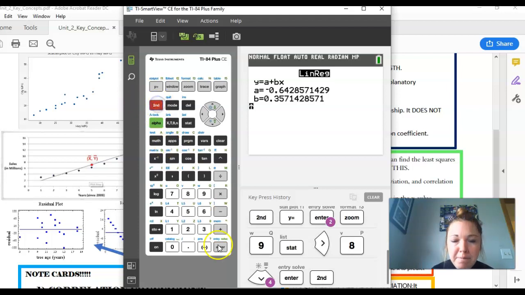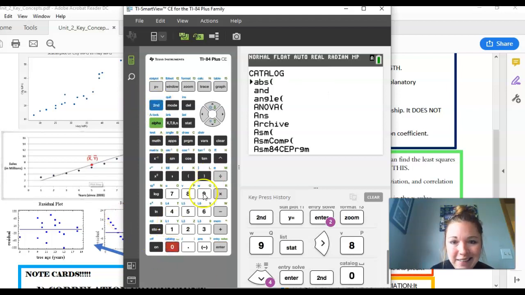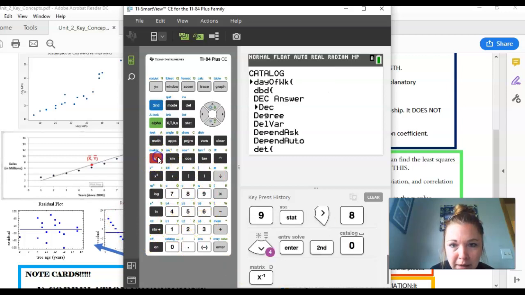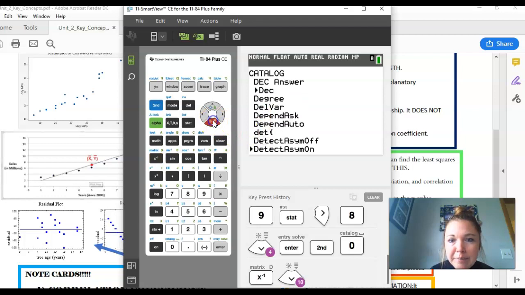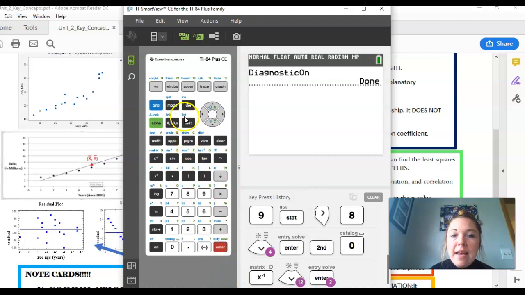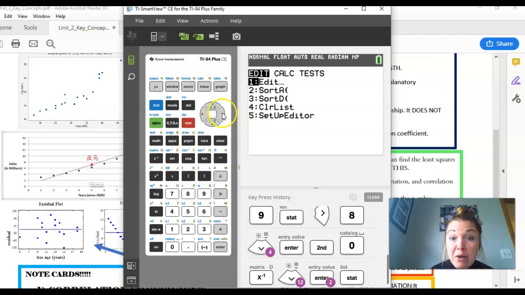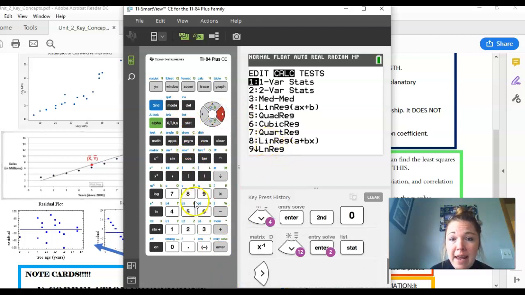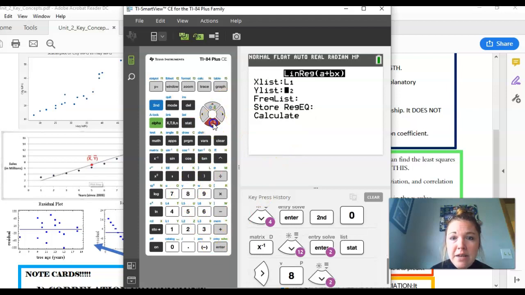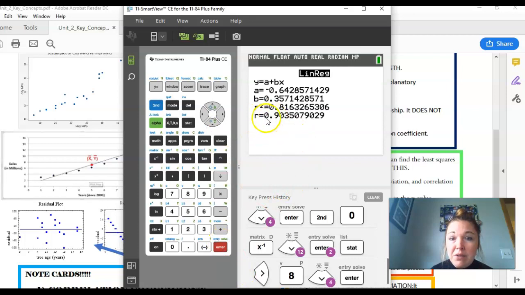So I'm going to go to second, catalog, hit the D button right here, and scroll down to diagnostic on. I'm going to enter twice, and now if I go to stat, arrow over to calculate, number 8, and hit enter, I'll see my R value there. So I have a pretty good R value there. It's close to 1. I would say it's pretty strong.